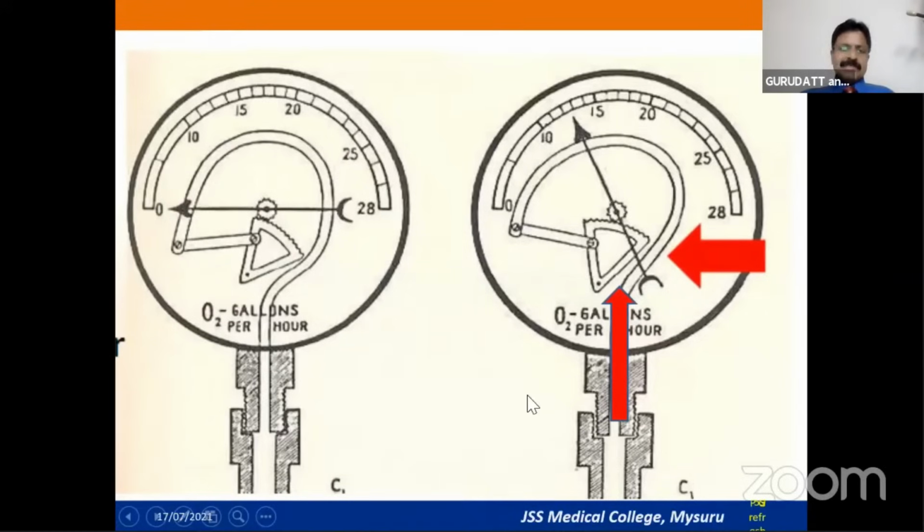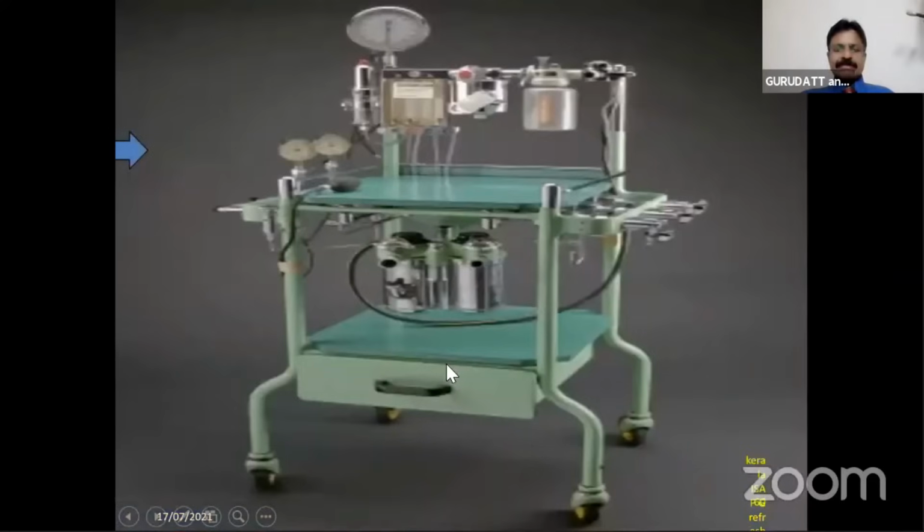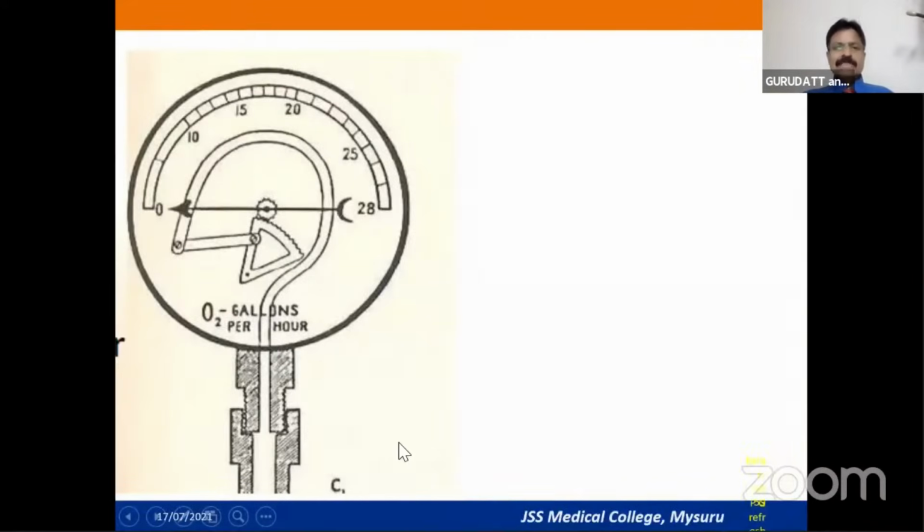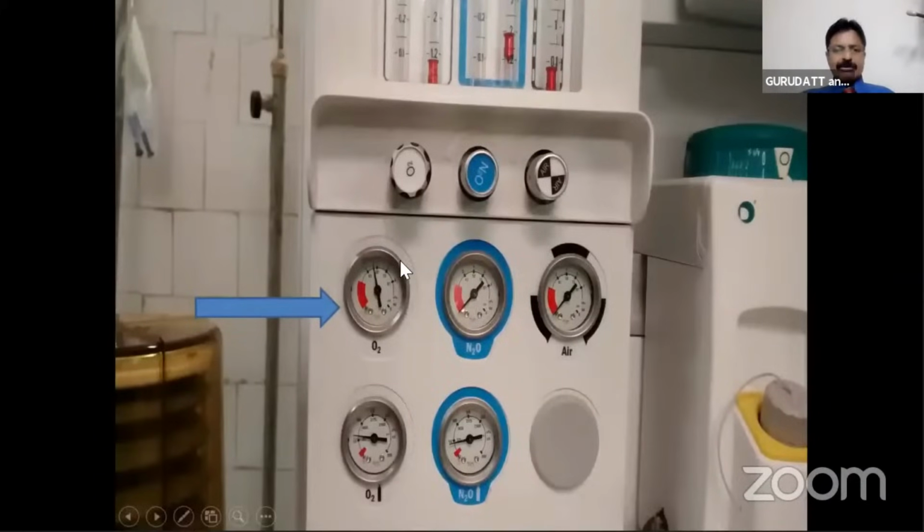Some of the safety features they can ask you about is that the pressure gauge in the older machines used to have a very thick glass in front, which usually is break proof, it won't break. And the back of the pressure gauge used to have a thin metal sheet. So if this tube breaks, the gases will flow out only from the back of the pressure gauge and not from the front. That is one of the safety features adopted. The other safety feature adopted was also color coding of these pressure gauges. If you can see here, you can see the color coding of the pressure gauges. Oxygen is white and nitrous oxide is blue, and air is black and white.